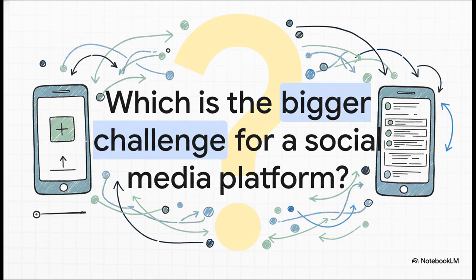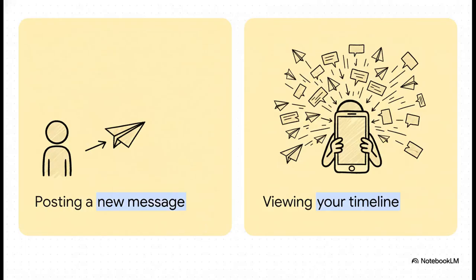For a huge social media platform, what do you think is the bigger technical challenge? Is it letting someone post a new message? Or is it you viewing your timeline, that constantly updating stream of stuff from everyone you follow? Seriously, take a second. Which one is the real beast to handle? Your gut probably tells you it's posting, right? I mean, sending a message out to the world, that feels like the big action. But as we're about to find out, that simple act of just scrolling your feed, that's actually where the real engineering war is fought. And trust me, the numbers are going to tell the whole story.